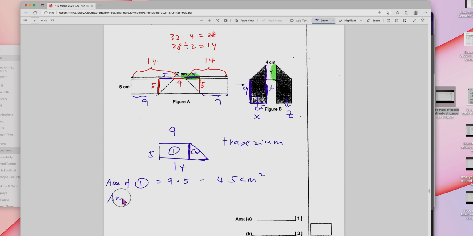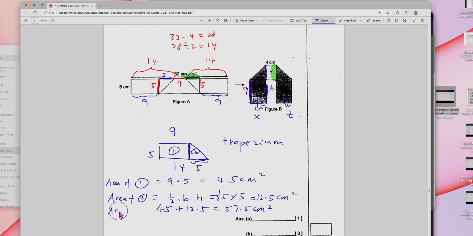Area of 2 is half times base times height, right? Because it's a triangle. So this part is 5, right? So therefore it's half times the base 5 times the height 5, so this is 12.5. So you just add these two together, you get the trapezium, which is 57.5 cm squared. That's the area of X. Clear? So area of X is 57.5.